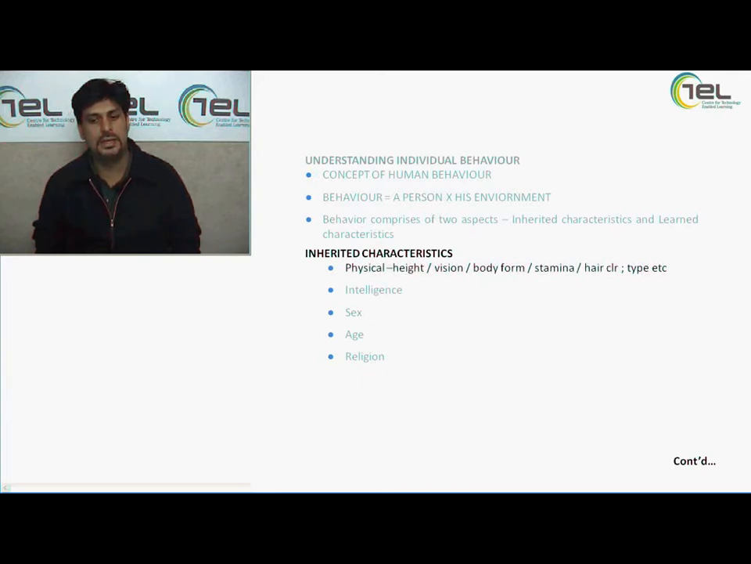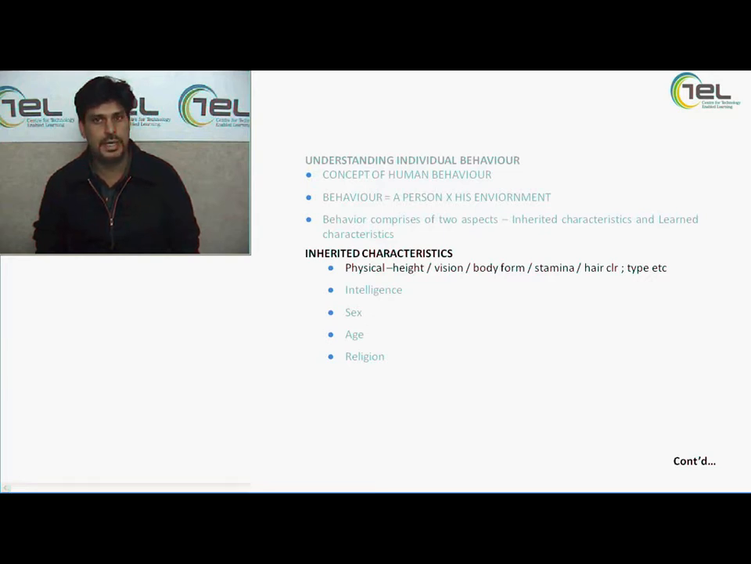What do we inherit from our parents? Our physical outlook: the height we have, the vision we have, the body form we have, the amount of stamina that we have, the type of hair we have, the color of eyes that we have, and factors like those. These physical factors we inherit from our parents. Do they affect our behavior? Yes, to a certain extent. If somebody is good looking, obviously his behavior patterns are a little bit different. Somebody who has unruly, ruffled hair has an irritational factor involved in the behavior patterns. So physical factors do affect our behavior to a certain extent.